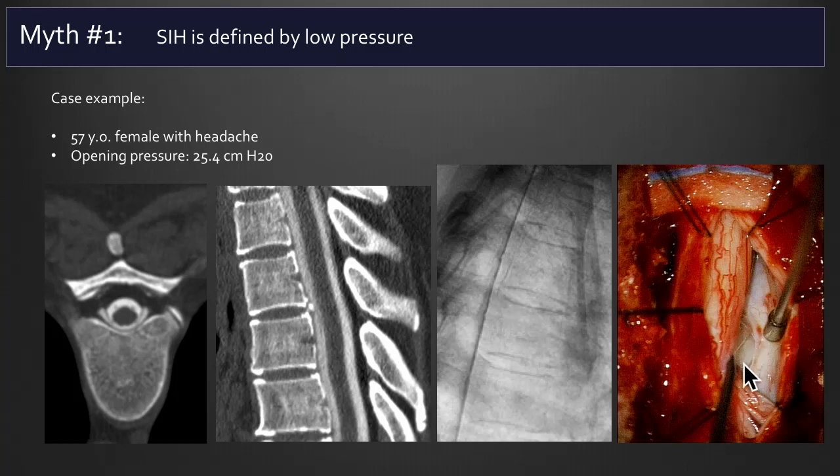She had surgery with Dr. Shevink, and here is the dural hole. So despite the fact that her CSF pressure was 25 centimeters of water, she was actively leaking CSF. So we know that it can't be the case that all patients who have active CSF leak have low pressure. And we know that it can't be the case that the symptoms are caused purely by a low CSF opening pressure.